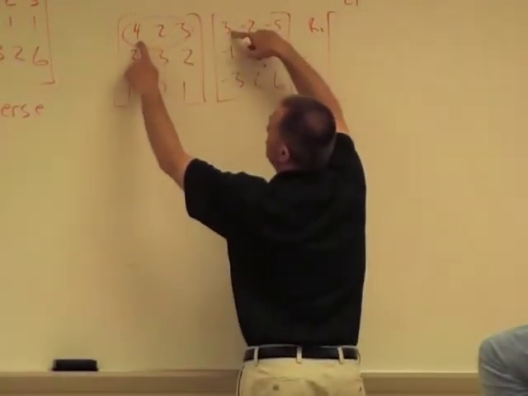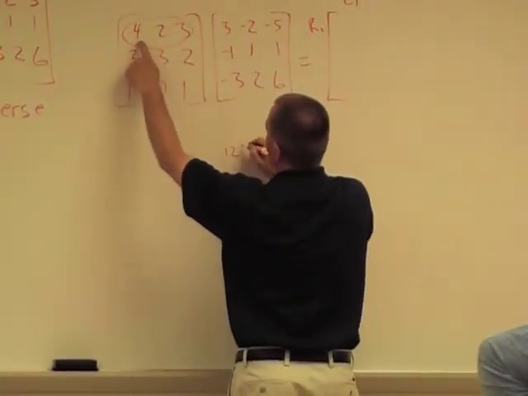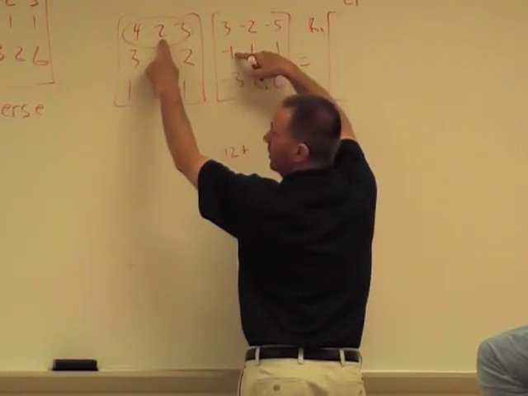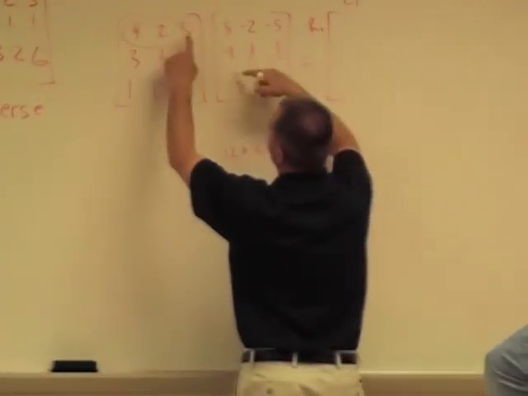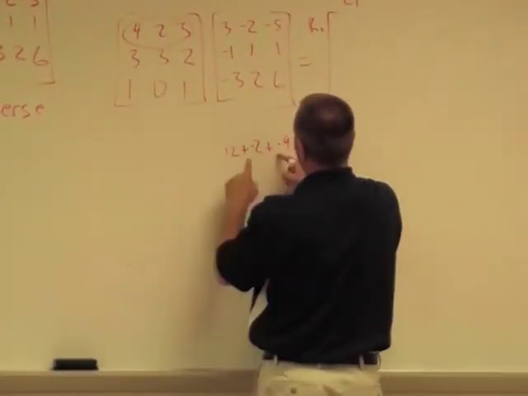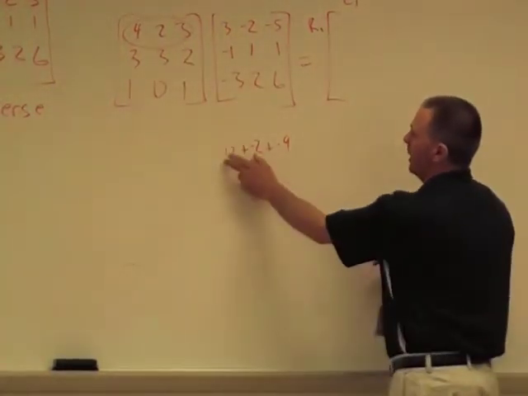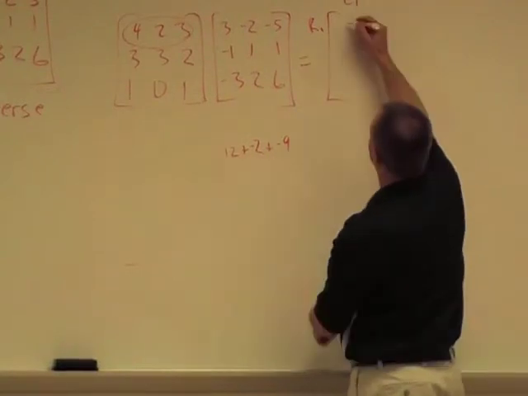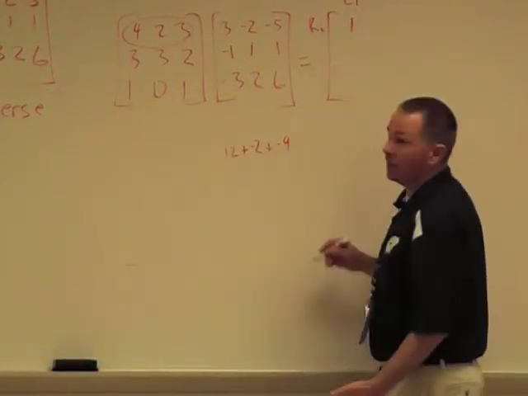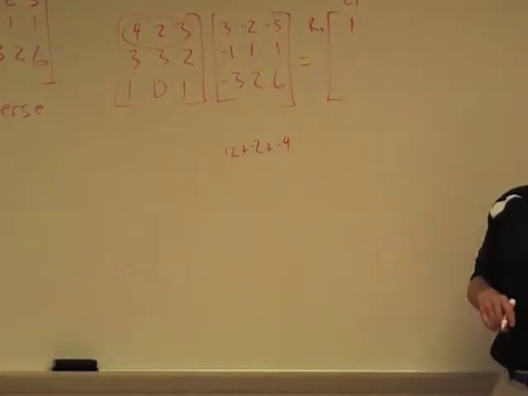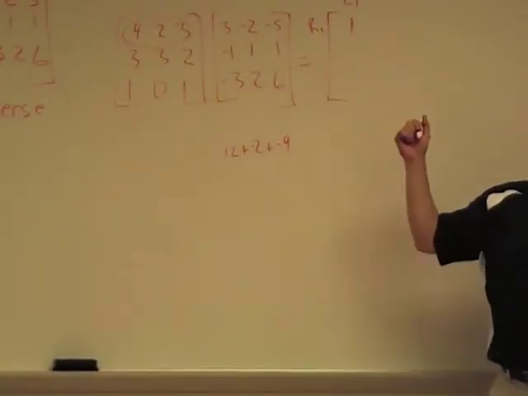So 4 times 3 is 12. I'm going to write down here, plus 2 times negative 1 is negative 2, plus 3 times negative 3 is negative 9. That answer goes right here, row 1, column 1. So that's 10 plus negative 9 is 1, and that's what we wanted it to be. Right? We want it to be the identity.